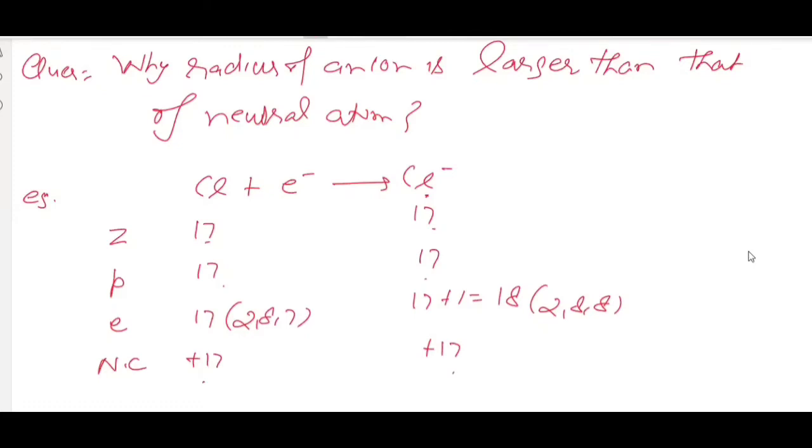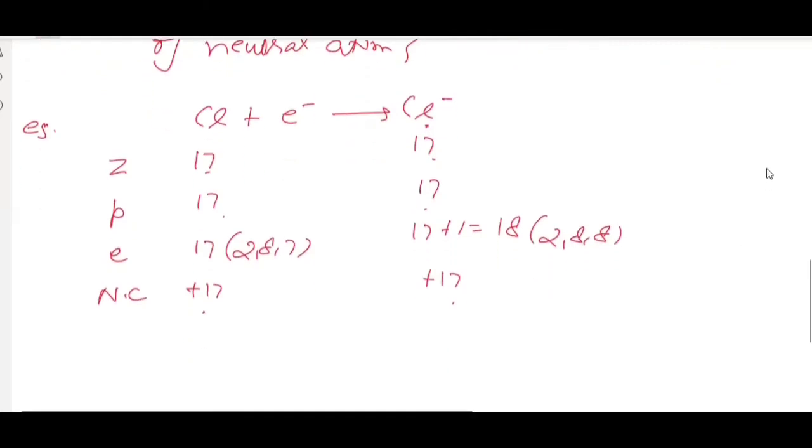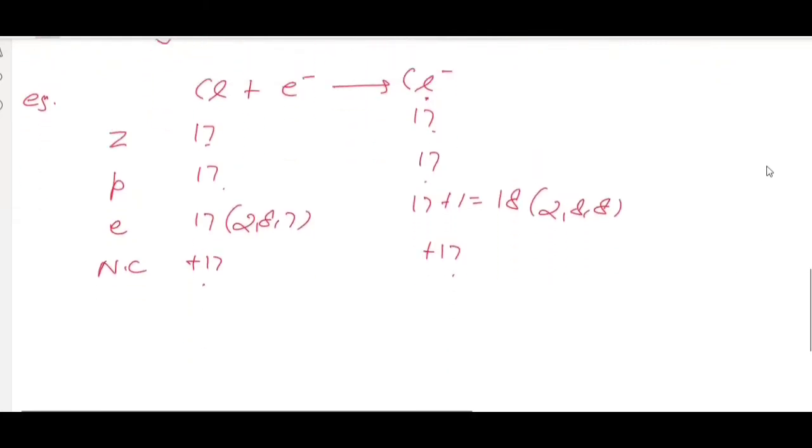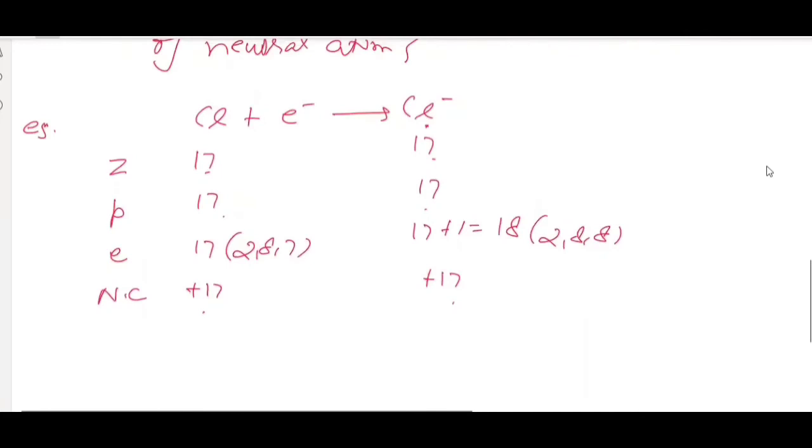And due to the increase in the number of electrons, the forces of attraction between nucleus and electrons present in the outermost shell, that force will become weaker and weaker. Forces weak होती जाएंगी. तो आप जानते हैं यदि forces weak होंगी तो distance क्या होगा? Increase, and therefore the distance between center of nucleus of any ion up to which it can exert its influence, that distance will continuously increase, and therefore the radius of an ion will become larger than that of neutral atom.